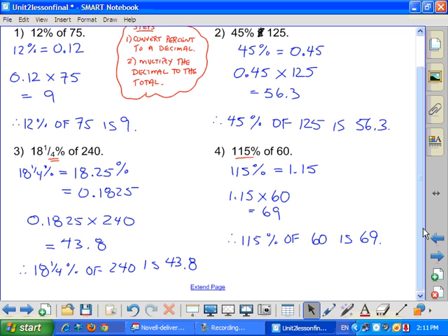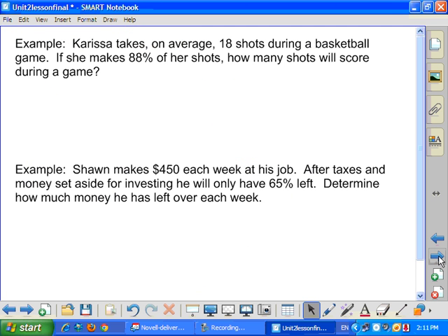Therefore, 115% of 60 is 69. All right, so all we're doing today is practicing some of these base skills, because I want you to be able to do this comfortably for the next lesson in statistics.